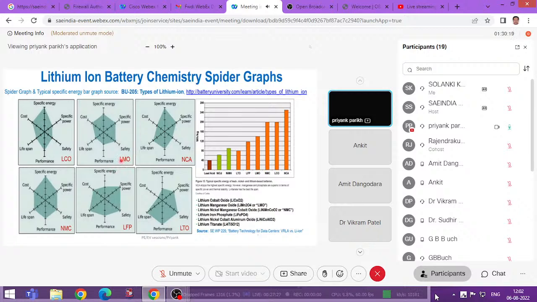LMO, what is LMO? If I talk about LMO, specific energy is less as compared to LCO. Specific power is optimum. Safety-wise, it's moderate, it's good. Performance is not that good. Lifespan is okay, not as good as LCO. So again, a reason why we can reject this chemistry as well. NCA, what about NCA? A very high specific energy, specific power is also good. But as far as safety is concerned, it's not that good, right?